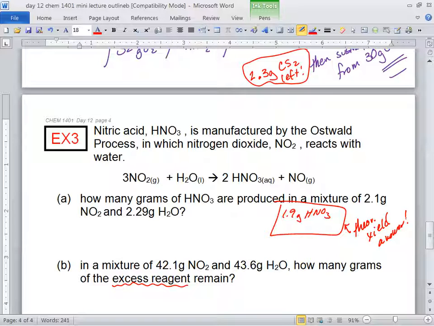So everyone's clear on what, in part B, the excess reagent part is? It's just another word for what? Yeah, the leftover guy. Exactly. The reagent that's not the limiting reagent, the other one. So it's just like the problem we did before, EX2. So part B is just like EX2.